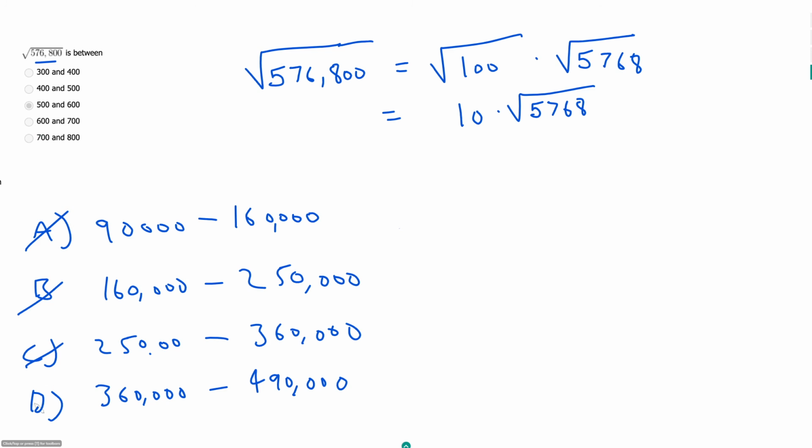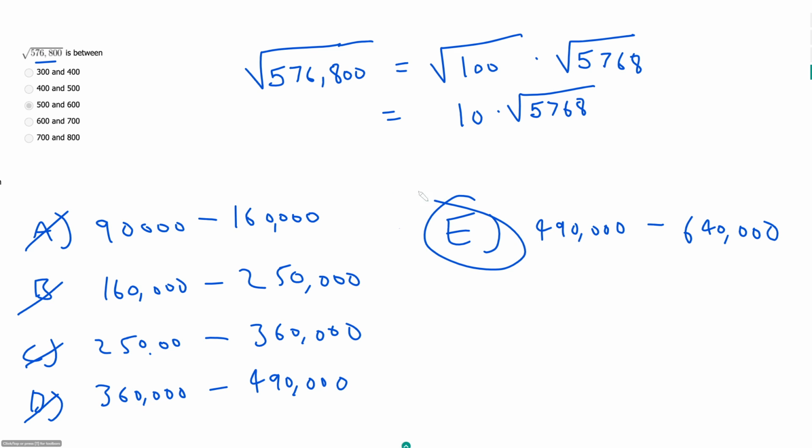So the answer choice is going to have to be E. Let's confirm that. So our range for E is going to be 490,000 through 640,000. And our guy looks to be right in the middle of that. So E.